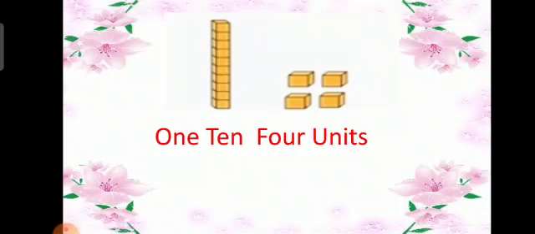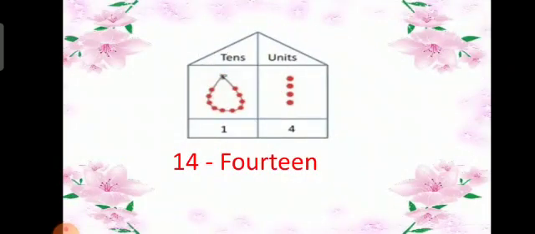In houses of tens and units we are going to draw one string and 4 single units, means 4 single beads. So it becomes 1 ten and 4 units. 1 ten and 4 units means 14. What is the spelling of 14? FOURTEEN. 14.